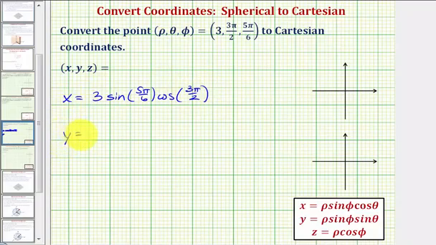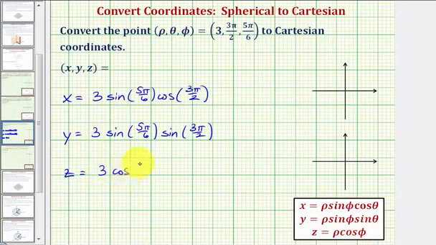And y is going to be equal to ρ times sine φ times sine θ. So we'd have 3 times sine 5π divided by 6 times sine 3π divided by 2. And then finally z is equal to ρ times cosine φ, which would be 3 times cosine 5π divided by 6. Now to find these trig function values, we can use a unit circle or use reference triangles.